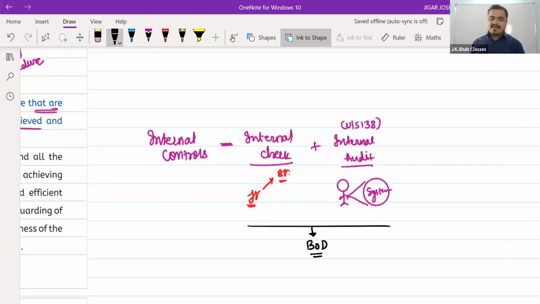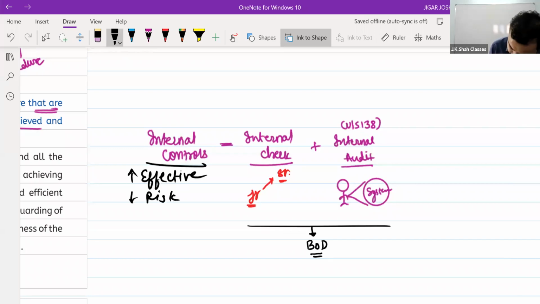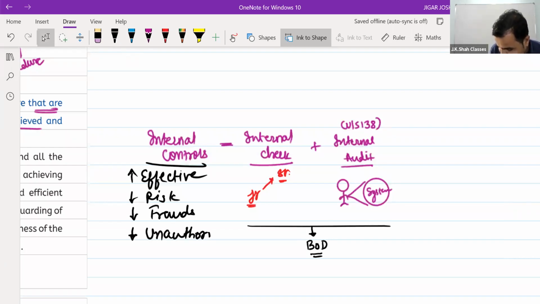Understood? My question to all my dear chartered is very simple. If I have a strong internal check, where the work of a junior is immediately and accurately reviewed by a senior, and secondly, one person is appointed in the organization as an internal auditor to look after each and every requirement of the company, in such a scenario, can I say that my controls are extremely effective? Yes, or no? Yes, sir. Will it reduce the risk? Yes, sir. Will it reduce the chances of frauds? Yes, sir. Will it also reduce the chances of unauthorized access? Yes, sir.